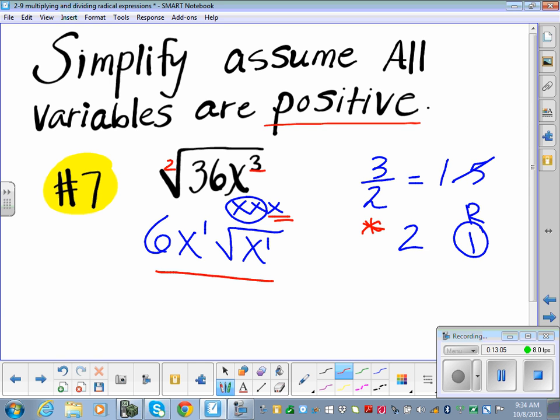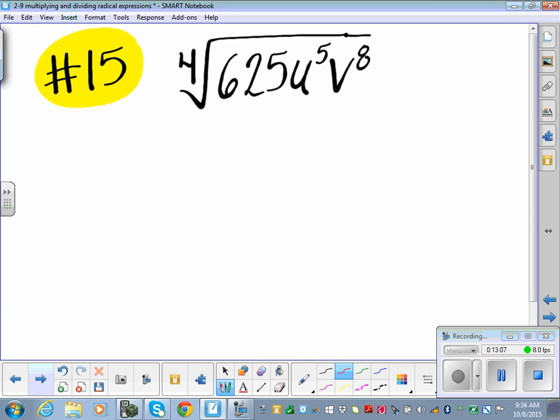All right, let's do another one. Number 15. Okay, number 15. We have the 4th root of 625 u to the 5th b to the 8th. Now, take my suggestion. The first thing I try is to see if it's a whole number. I don't want to have to break it down if possible, but we'll see. We might have to. I'll take on my calculator the 4th root of 625 and see if it comes out evenly, because if it does, then you're done.